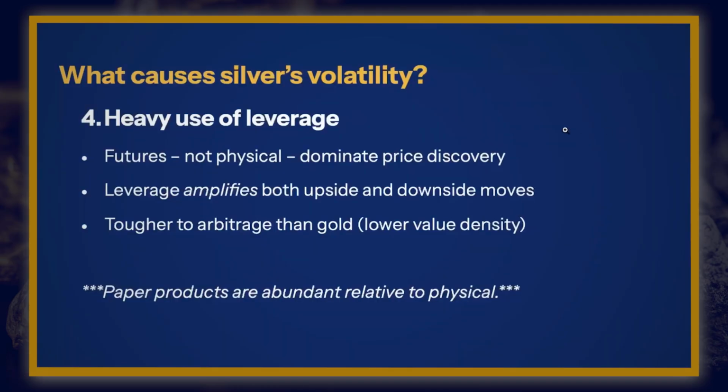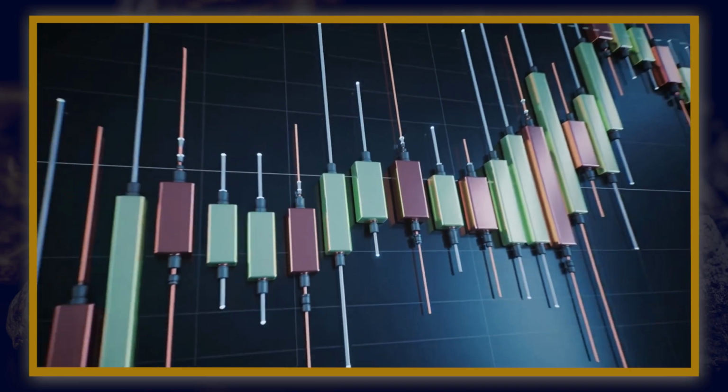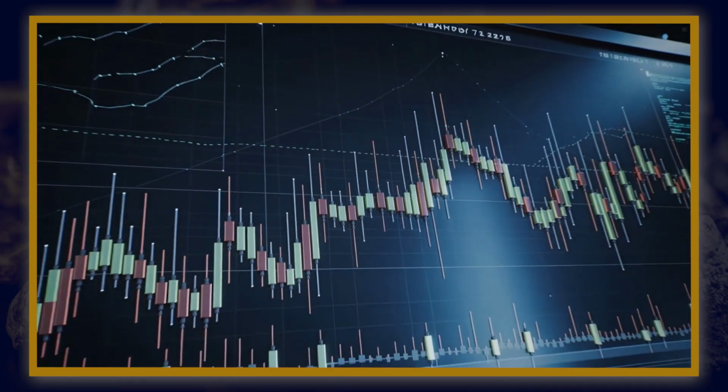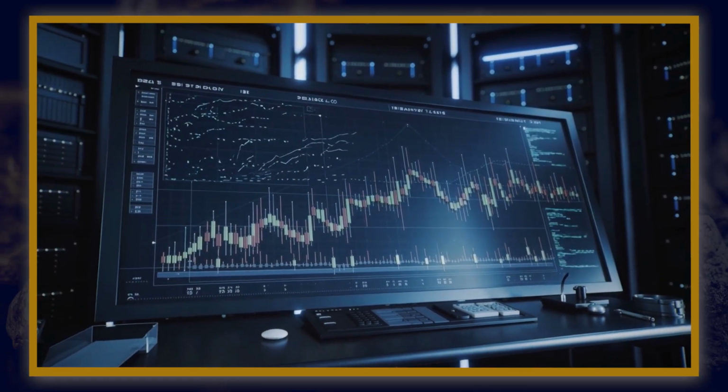Number 4, heavy use of leverage. Futures, not physical, dominate price discovery. Basically, the marginal price of silver, yesterday, today, tomorrow, is going to be determined by futures prices, not physical flows. And leverage amplifies both upside and downside moves. The majority of market participants are using leverage in the futures market. So when the price of silver goes up a little, it actually goes up a lot. When it goes down a little, it goes down a lot. So we get an amplification effect. There's already volatility from the factors we've mentioned, and this volatility creates more volatility.